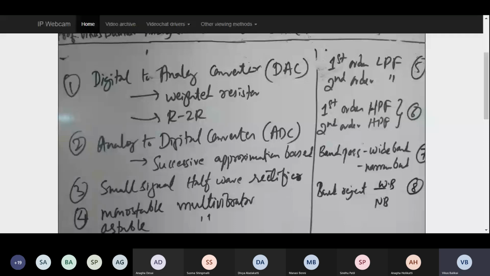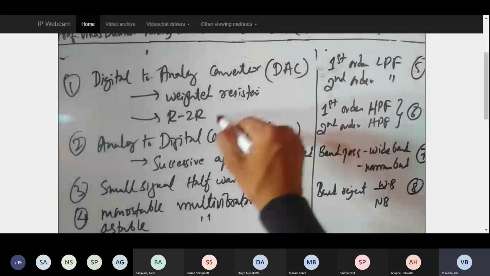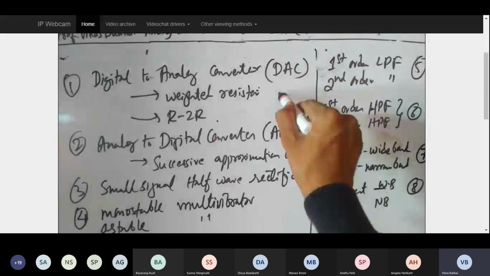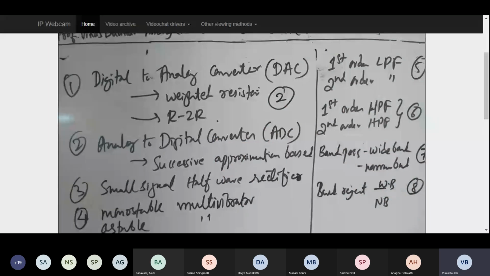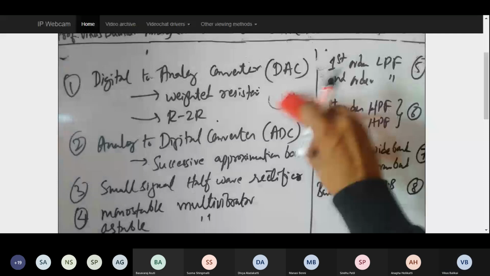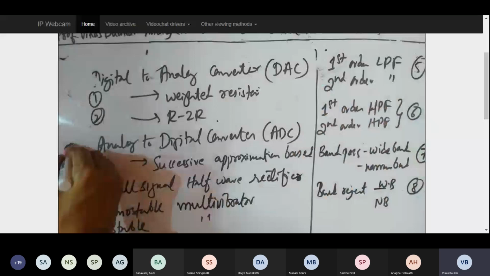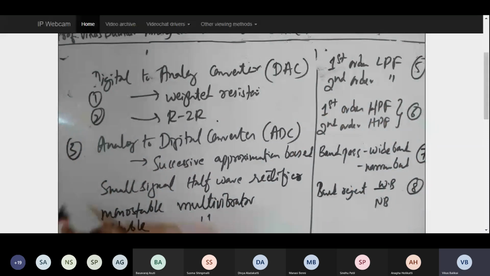Although this module is not yet over, still 2 more concepts are remaining, but I'm giving you the breakup of the module. So altogether there are 8 concepts. If I further break it down, how many concepts are you supposed to remember? One weighted resistor and R to R, so I can say there are 2 over here. In A to D, the successive approximation based one will be 1. So 2 plus 1, it will be 3. So this will be 1, 2, 3. And small signal half wave rectifier, a very small concept, that is the 4th one. Monostable will be 5th, astable will be 6th.